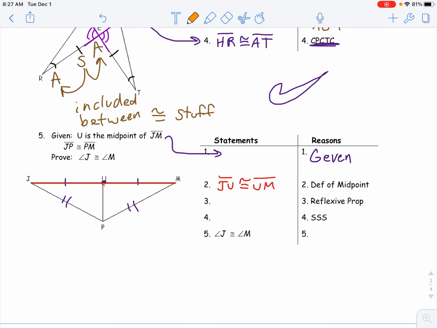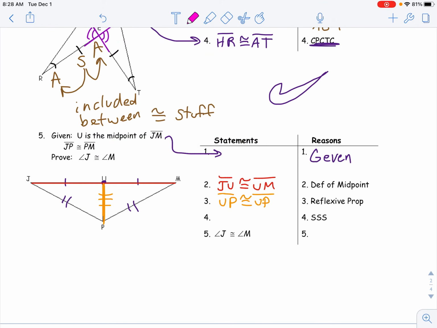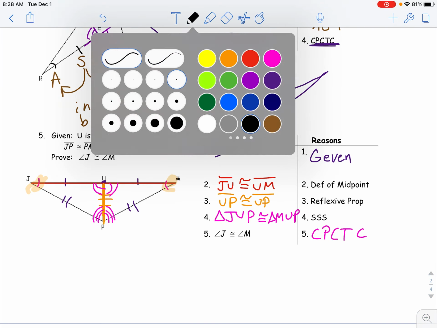Reflexive property, again, basically free points. Whenever we see a shared side, we should get super excited. UP is congruent to UP. Then congruency statement right here, again, no angles are marked, but like J and M, those are corresponding. Then the U, and then lastly the P. And then we can say that J and M are congruent by CPCTC. All right, because they're corresponding parts of congruent triangles, so they're congruent.